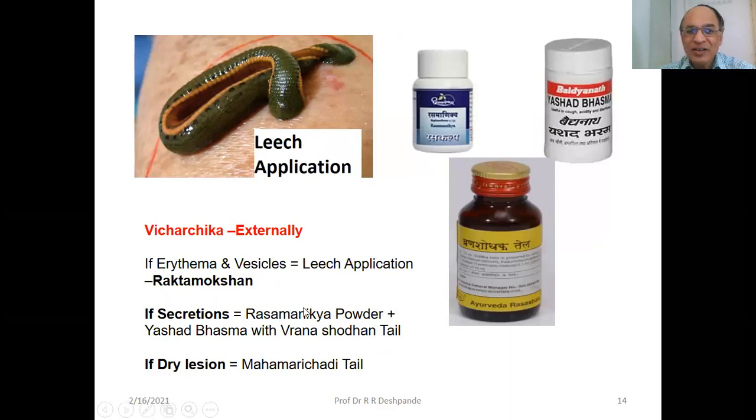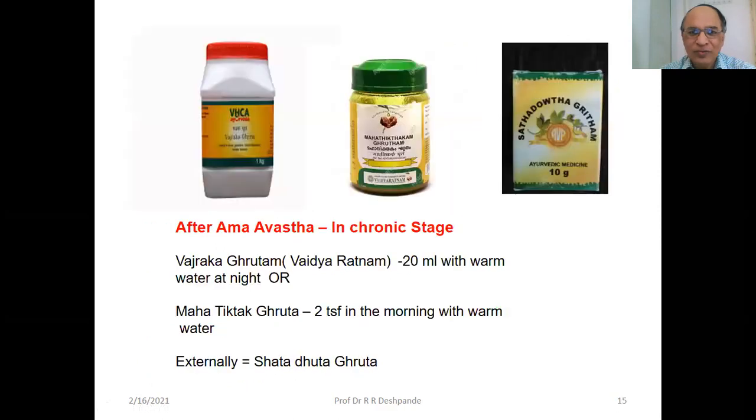Then if secretions are there, you can use this powder, Rasamanikya powder and Yashada Bhasma. They are both astringent in taste and they remove the secretions. After the secretion is removed, you can apply Vranashodhak tel, or you can mix these powders with the Vranashodhak tel and apply on acute exacerbation. And afterwards, when there is lichenification, dried skin, then you can use Maha Marichadi Tail. It is not in the picture, but you can use it.